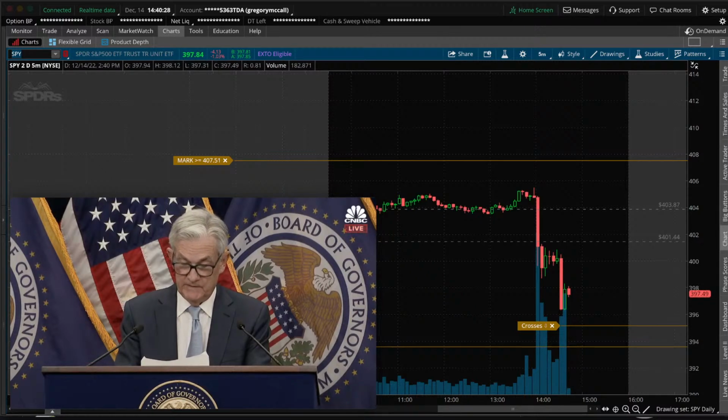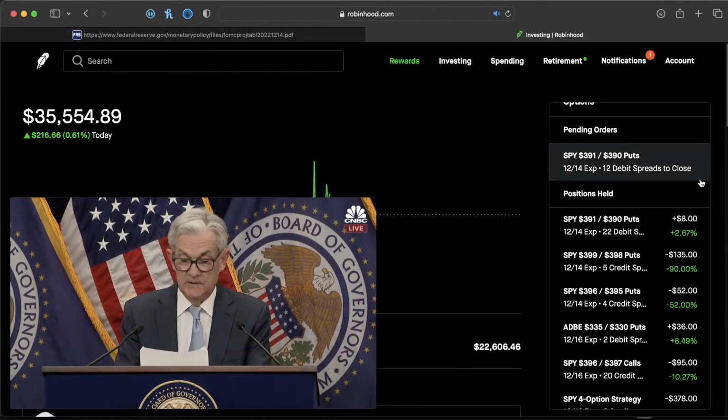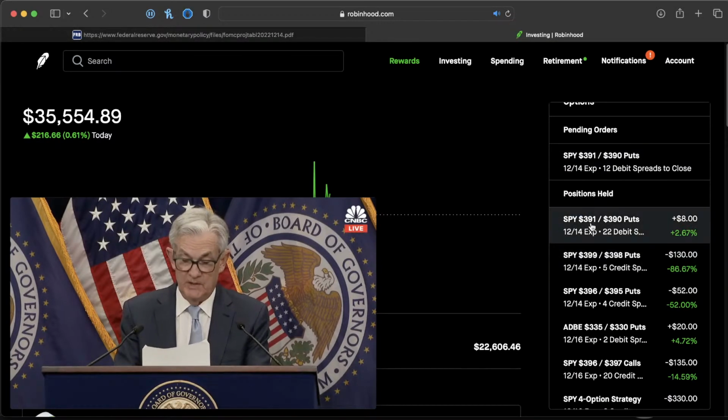Restoring price stability is essential to set the stage for achieving maximum employment and stable prices over the long run. The historical record cautions strongly against prematurely loosening policy. We will stay the course until the job is done.